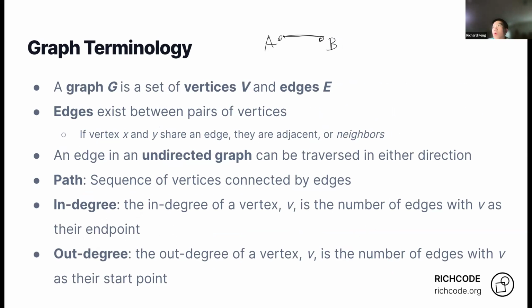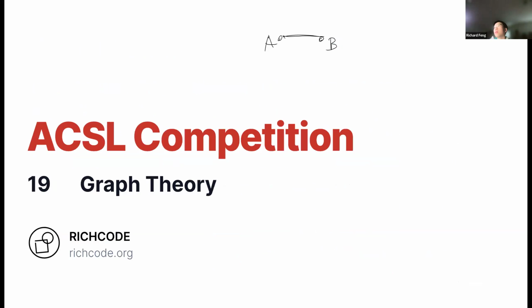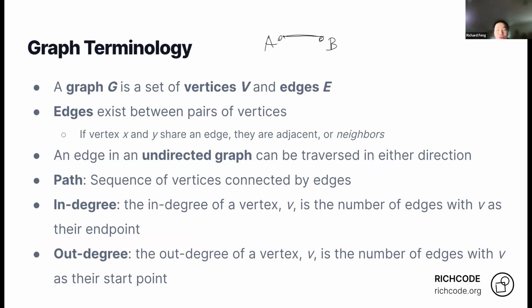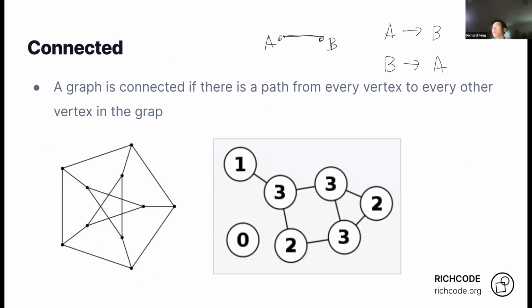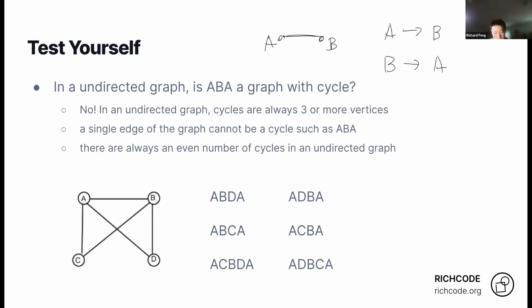Yeah, so what is an undirected graph? Let me go back to the slide. An undirected graph is basically a graph that can be traversed in either direction, which means we can go from A to B, and we can also go from B to A. So it's like both ways. Does that make sense? Yeah, so a single edge of the graph cannot be considered a cycle. ABA is basically just an edge. It has to have 3 or more vertices in order to be considered a cycle.